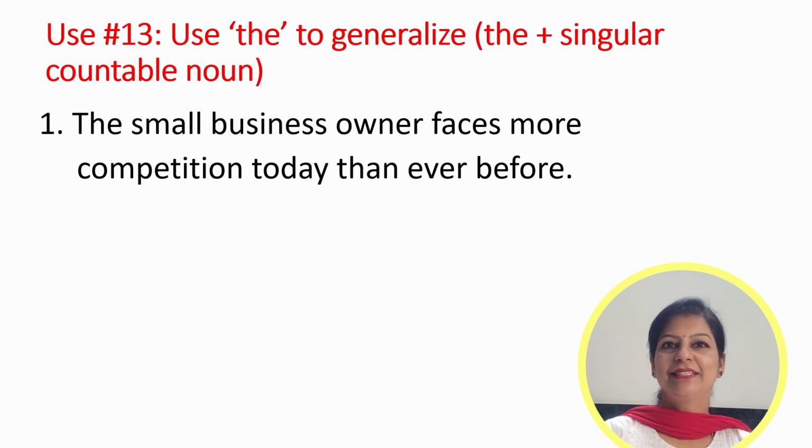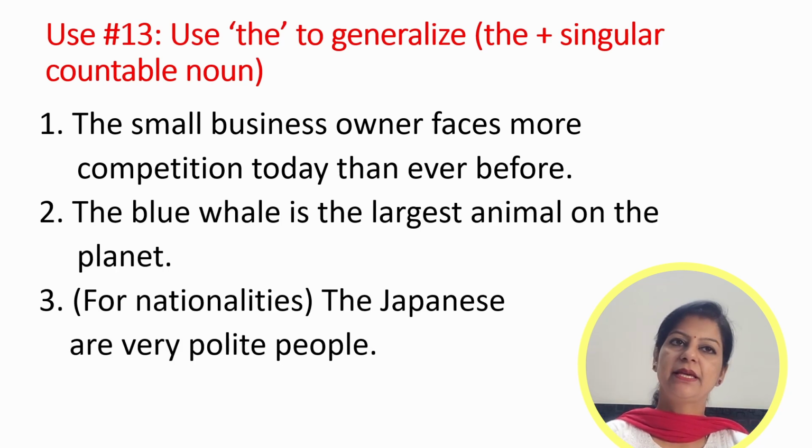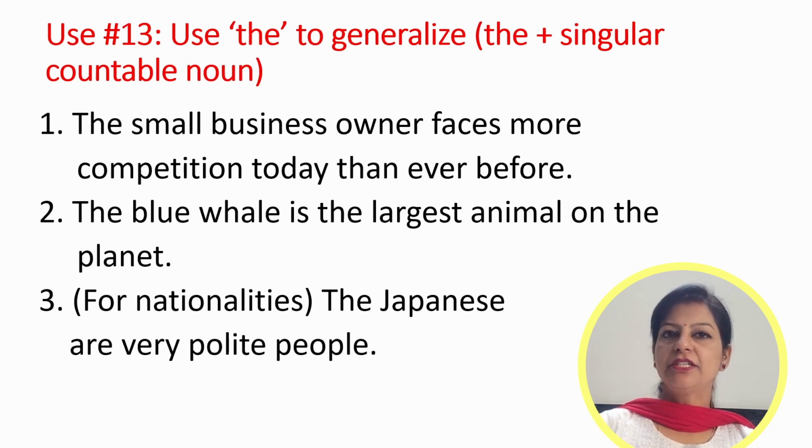Last but not the least, usage number 13. We use the to talk about groups of people, animals or things in a general way. For example, the small business owner faces more competition today than ever before. The small business owner refers to all small business owners, not just one. Next example, the blue whale is the largest animal on the planet. The blue whale generalizes about all blue whales, not just one.